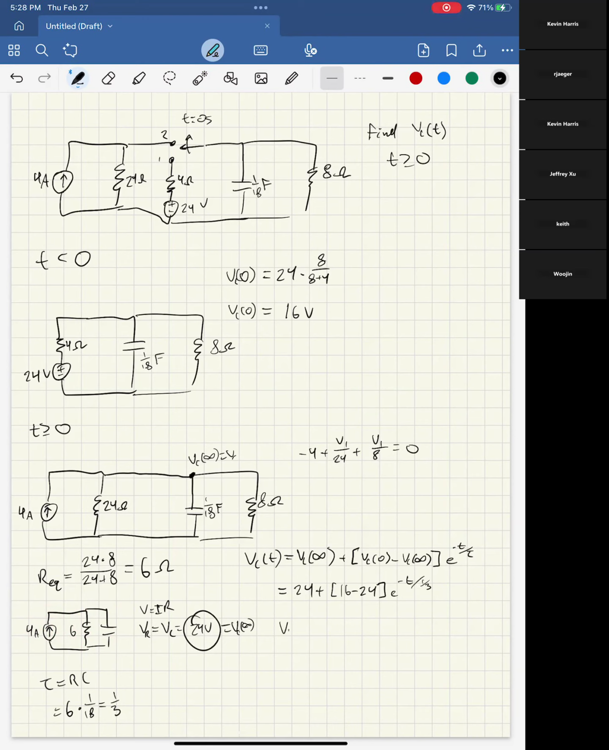And then if you fill everything in, we get VC of t equals 24 minus 8 e to the negative 3t volts for t is greater than or equal to 0 seconds. And that would be your final answer.